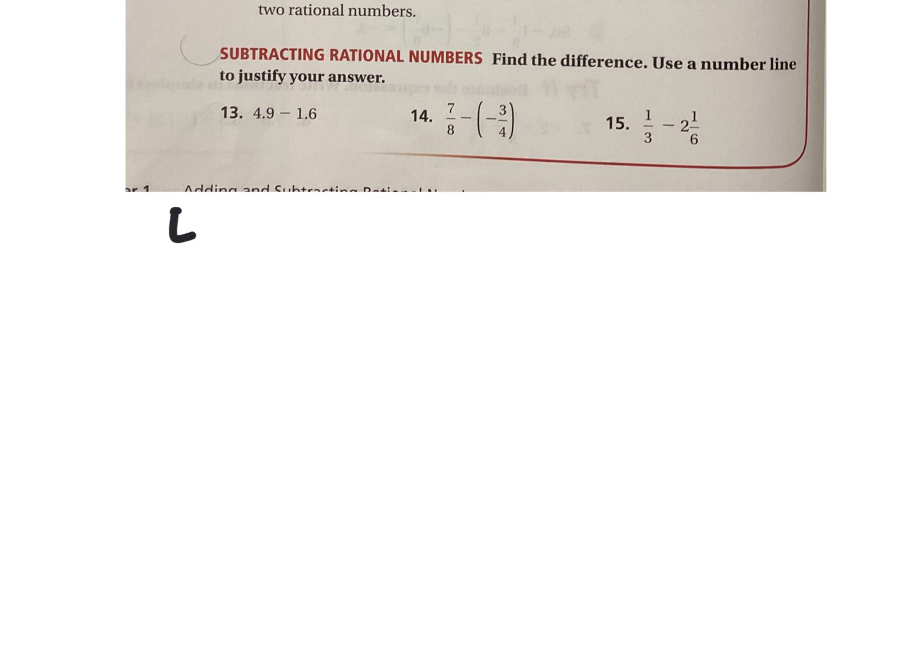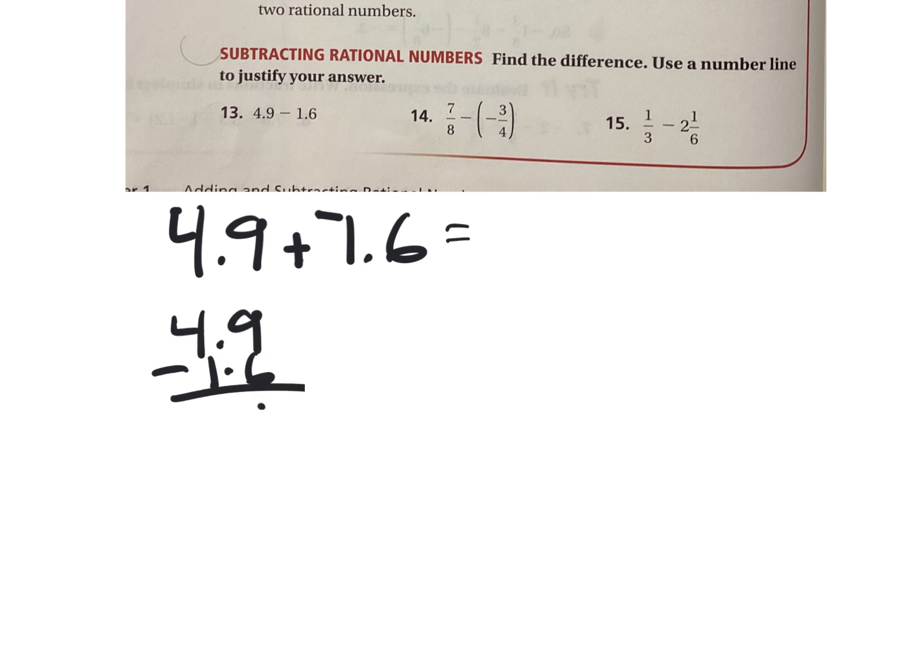Let's start with number 13. 4.9 minus 1.6. Add the opposite. I have different signs, a positive and a negative. The positive is bigger, so it's going to be a positive in the end. And because they're different, I need to find the difference. 4.9 minus 1.6, that is 3.3. And I know that the absolute value of the 4.9 is bigger, so it is a positive, and my answer is 3.3.